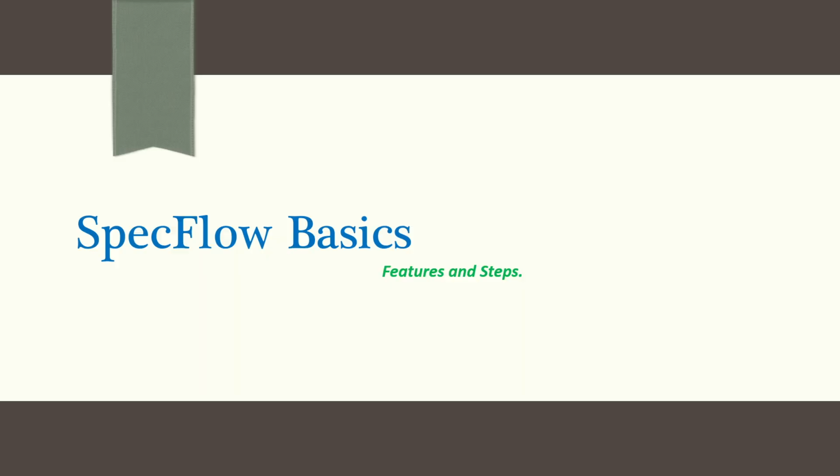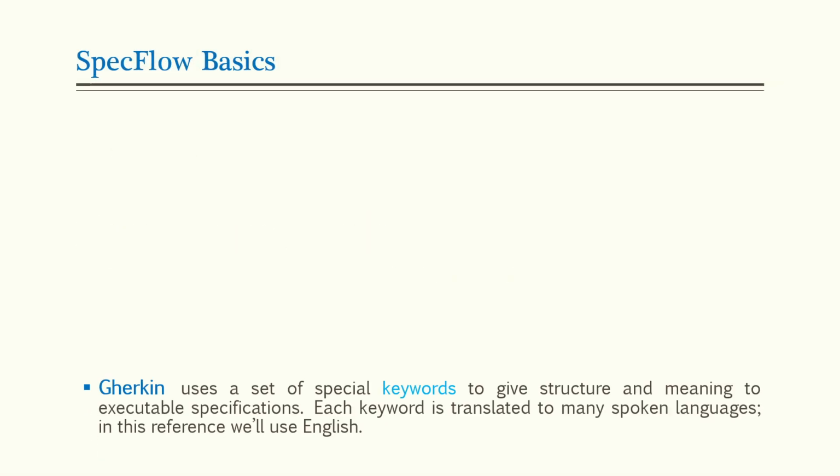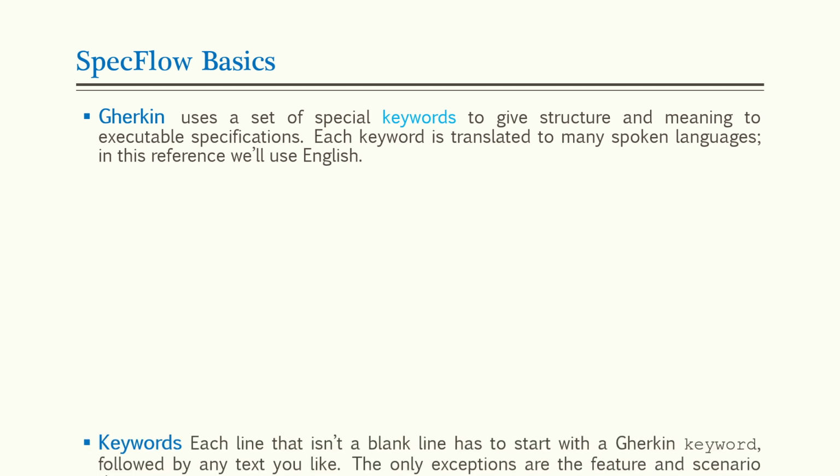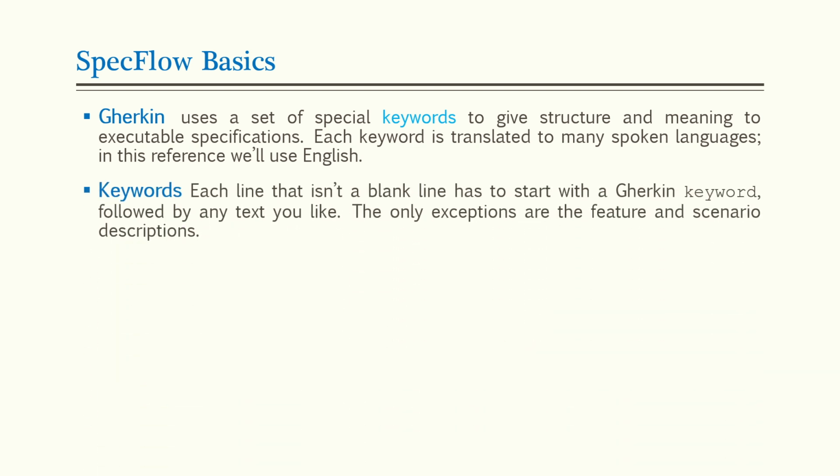So what next? Next is SpecFlow basics, features and steps. Gherkin is a set of special keywords to give structure and meaning to executable specifications. Each keyword is translated to many spoken languages. In this reference, we will use English keywords. Each line that isn't a blank line has to start with a Gherkin keyword, followed by any text you like. The only exceptions are the feature and scenario descriptions.